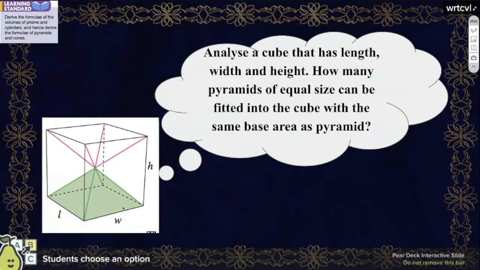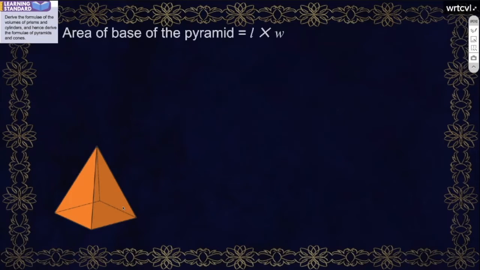So you remember 6 faces. So you definitely can slot in the pyramid from 6 faces. Okay, so it's 6 pyramids that can fit into a cube. Okay, so let's see how we get the volume of the pyramid. So area of the base is the length times the width.